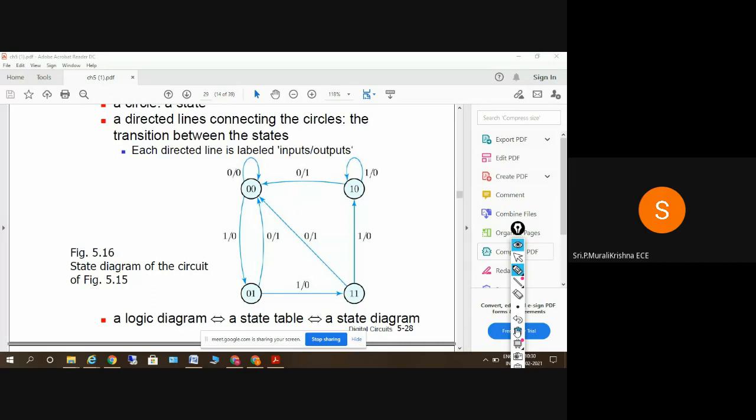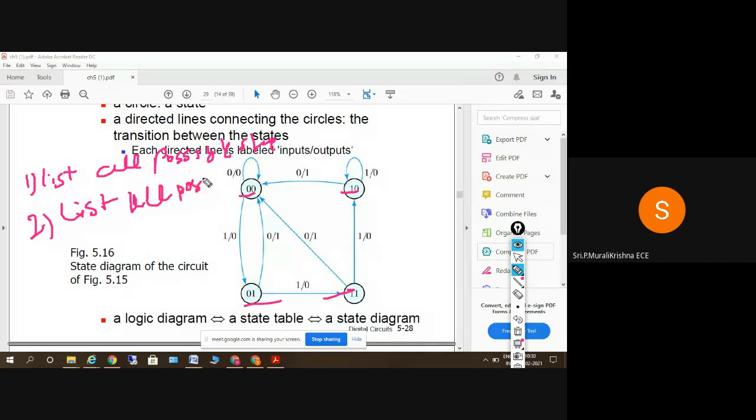So what is the function of the state diagram? The state diagram will list out all the possible states. So what are all the possible states? We have 4 possible states here. So first of all, list all 4 possible states. And second, it lists all possible transitions.